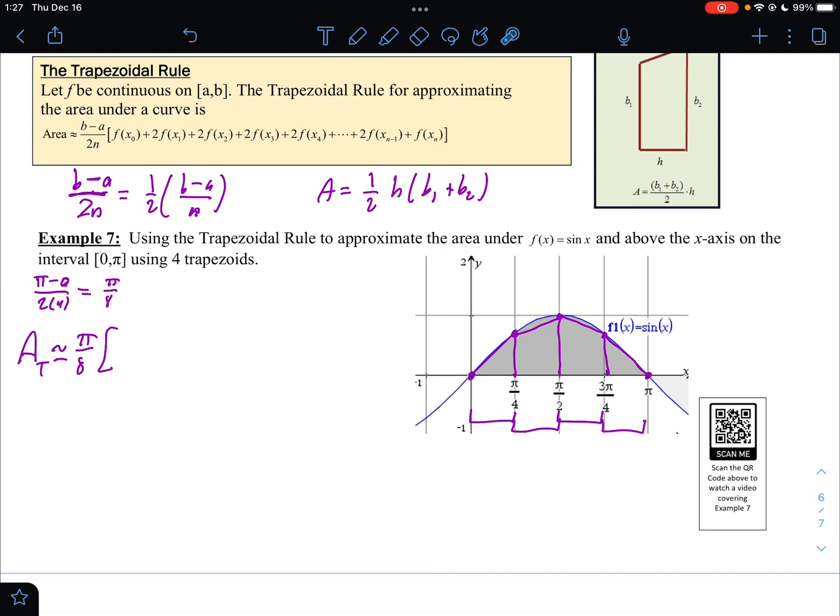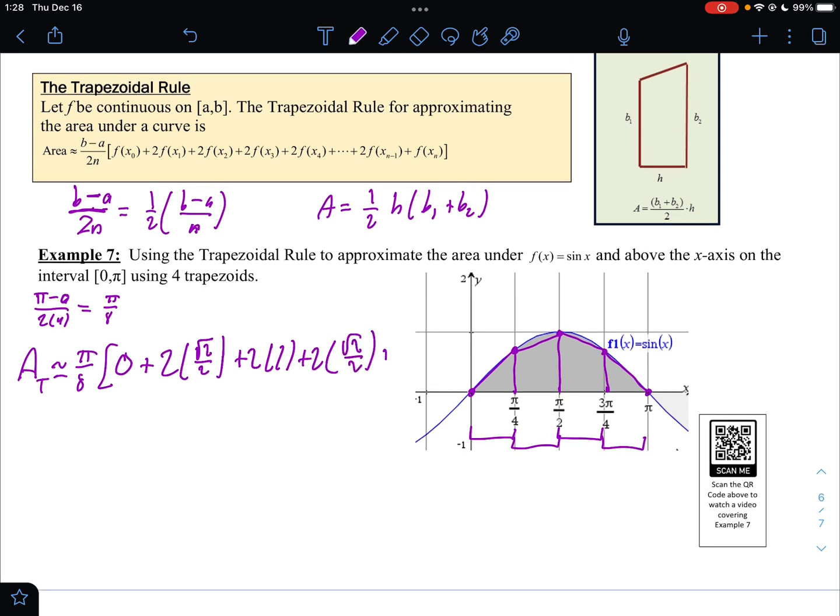So the first height is 0. There's only one of those. Plus 2 times the second height, so it's right here, which would be the sine of pi over 4. The sine of pi over 4 is root 2 over 2. The third height is the sine of pi over 2, which is 1. The fourth height, the sine of 3 pi over 4, which is also root 2 over 2. And then the last height, because it's only in one trapezoid, is also 0. And that's it.